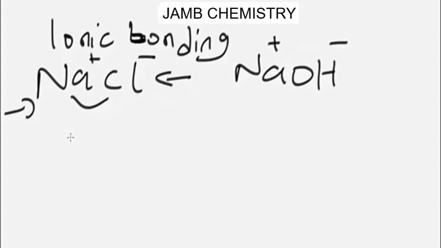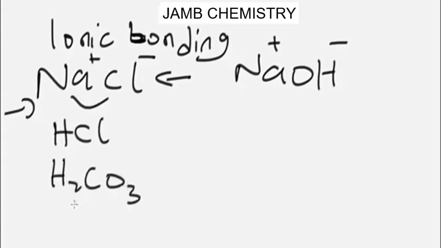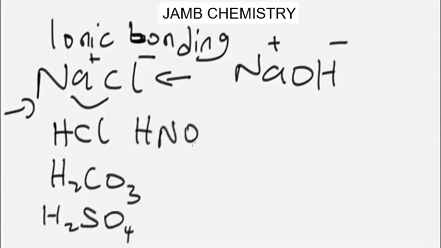Note that all acids, all inorganic acids to be precise, are ionic compounds. They have ionic bonding in them. Examples of inorganic acid include hydrochloric acid, trioxocarbonate(IV) acid, tetraoxosulfate(VI) acid, trioxonitrate(V) acid, that is nitric acid, and the rest of them.